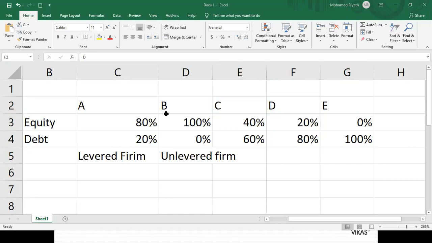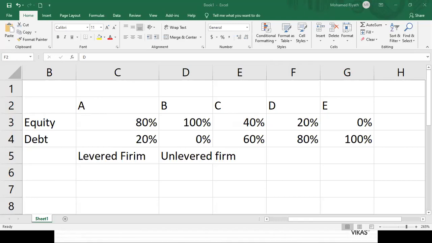When we compare company A and D, which is the highly levered firm, A or D? And A and C: when we compare A and C, which is the highly levered firm? Yes. Now we have understood what leverage is, right?